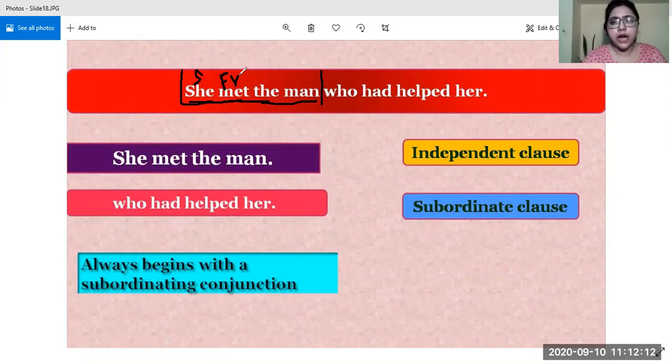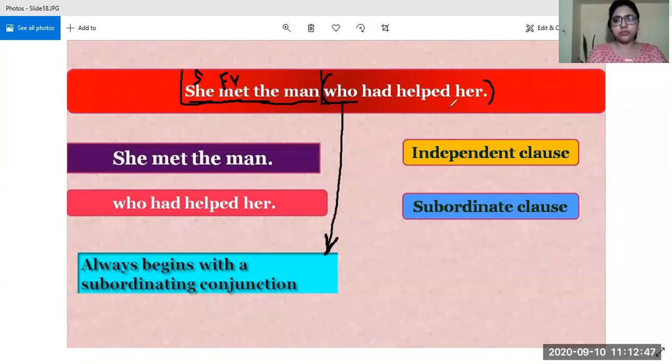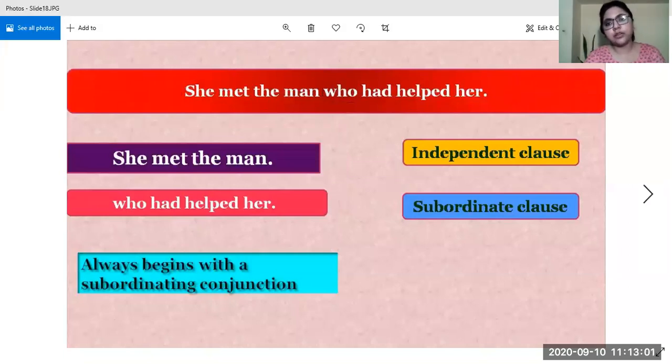However, if we say who had helped her, if we look at it separately, then it does not convey a complete sense. It can convey some or partial sense, but it does not convey a full meaning. So that is why it is a subordinate clause. Now why is it named a subordinate clause? Because it starts with a subordinating conjunction always. See, who is again a subordinating conjunction, so it is a subordinate clause. Who is also used as a pronoun, also used as an adjective, but it is a conjunction also. So it always begins with a subordinating conjunction. So this is one way of identifying a subordinating clause.